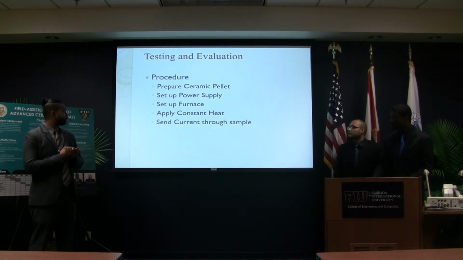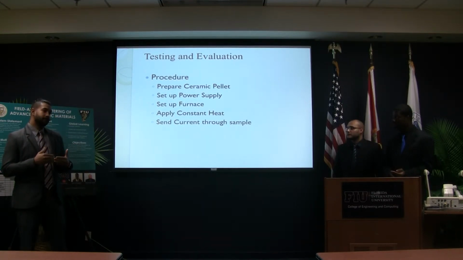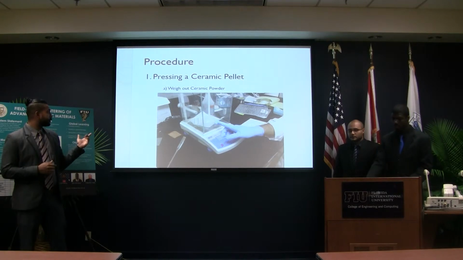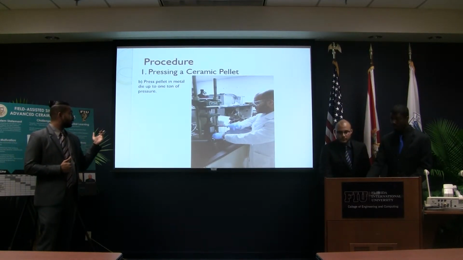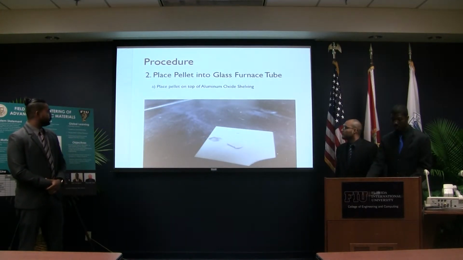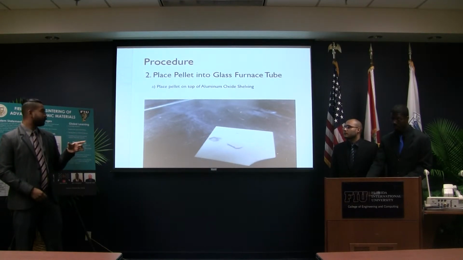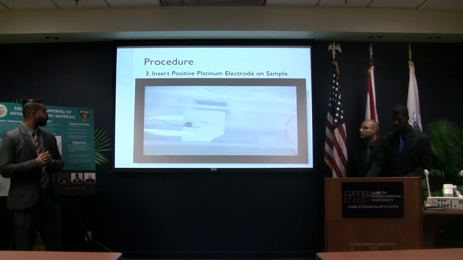So for the procedure, we had to prepare the ceramic pellet, then set up the power supply, set up the furnace, apply the constant heat, and then run the current once it got to the temperature. So this is us weighing out the ceramic powder in the lab, and then pressing it inside of a pneumatic press. We took the sample and placed it on top of the aluminum oxide that was used as a shelf. Put that inside of the tube furnace and just slid it into the middle of it.